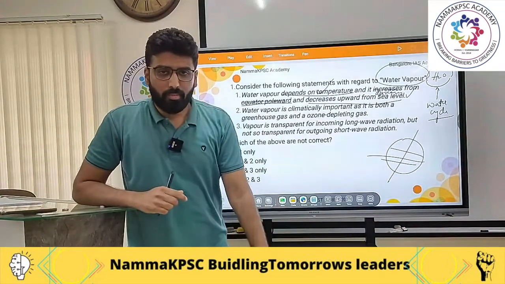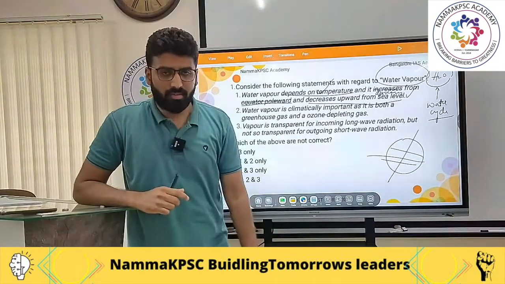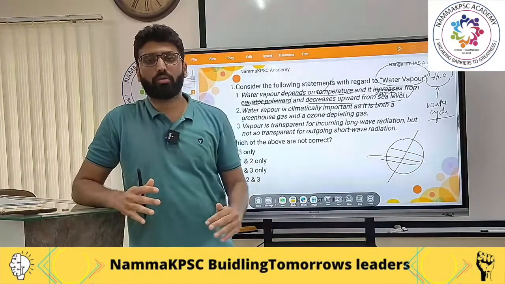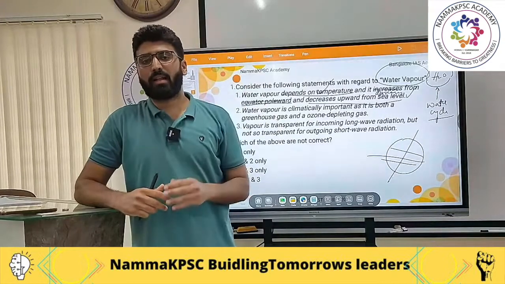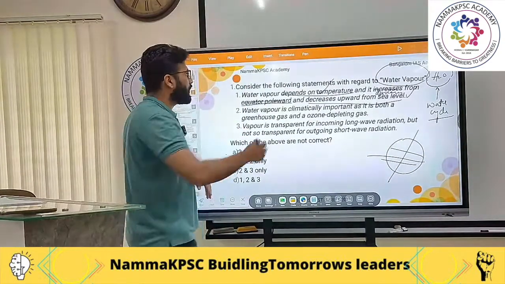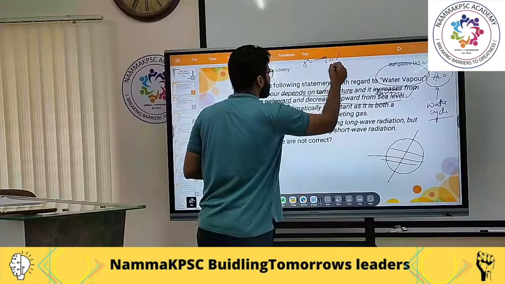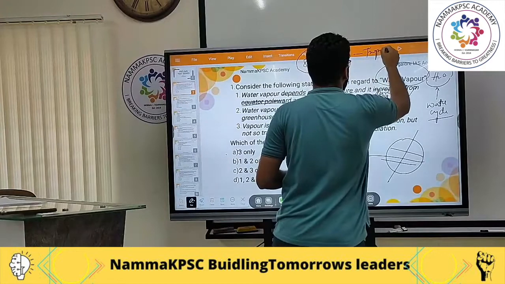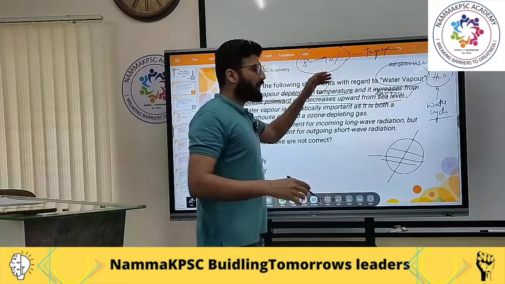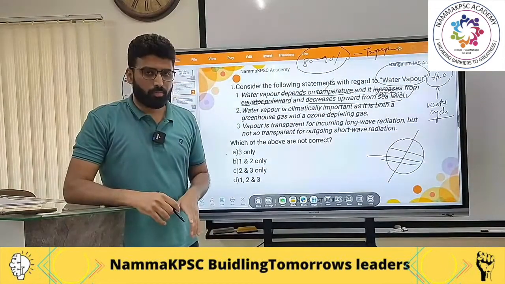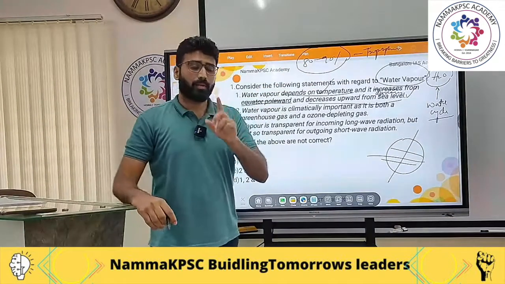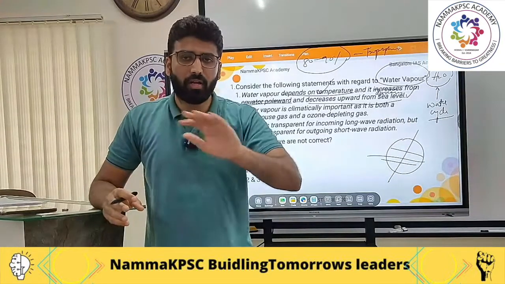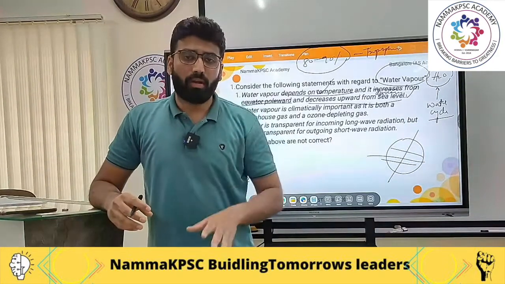Why? Because more evaporation takes place at the surface level. Obviously, since evaporation is taking place, water vapor concentration is more closer to the surface of the earth rather than at an altitude. Please remember, about 80 to 90% of the water vapor is only present within the troposphere, and this water vapor is responsible for your climate.